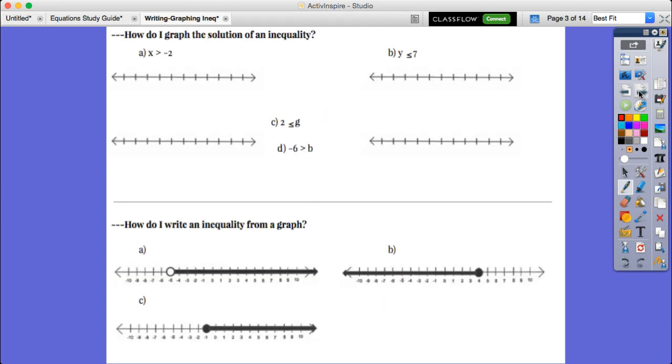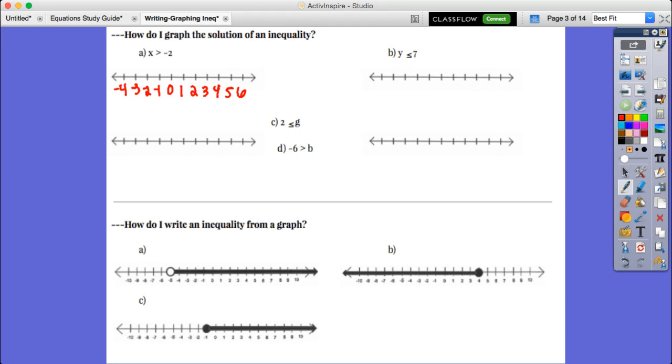Now, let's look a little bit more. How do I graph the solution of an inequality? So if A says that x is greater than negative 2, you can do this number line however you want to. You can do it by 1s, you can do it by 2s, however makes you happy. It does not matter how you number your number line. So this says that x is greater than negative 2.